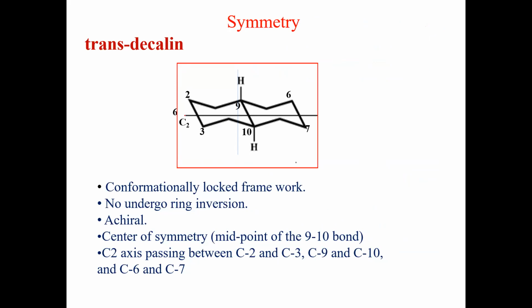and the center of symmetry is present at the midpoint of carbons 9 and 10. This is the center of symmetry present in trans decalin, and the C2 axis passes between carbon 2 and carbon 3, carbon 9 and 10, and carbon 6 and 7.